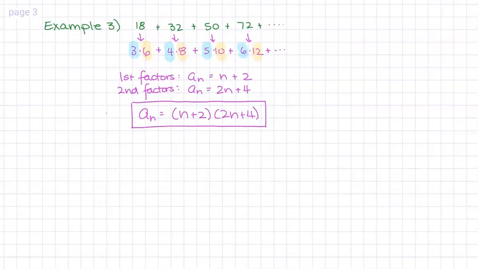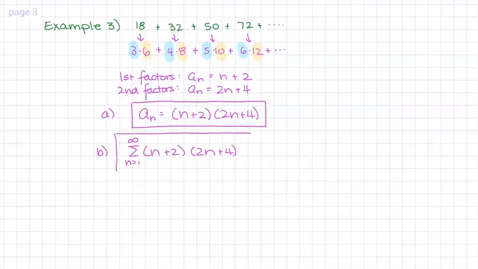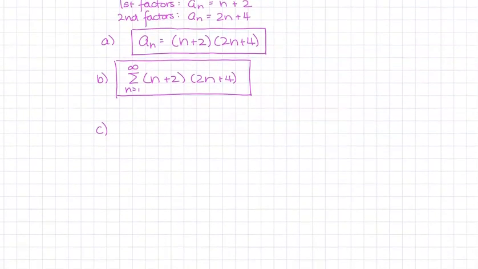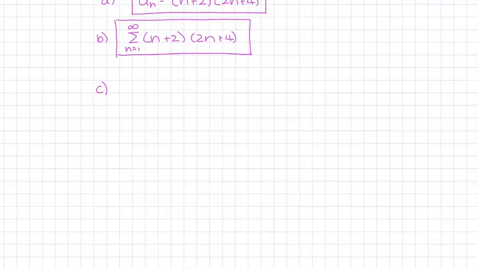That's part A. Part B then, very simple. You just copy that same exact formula for a sub n into your argument. Boom. No work for part B. If you got part A, you got part B. And then part C, we're just going to multiply it out and use the formulas.